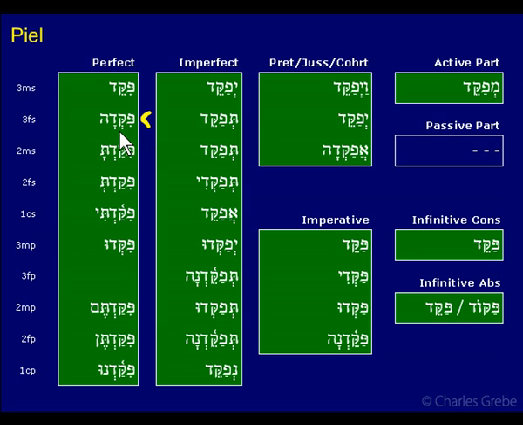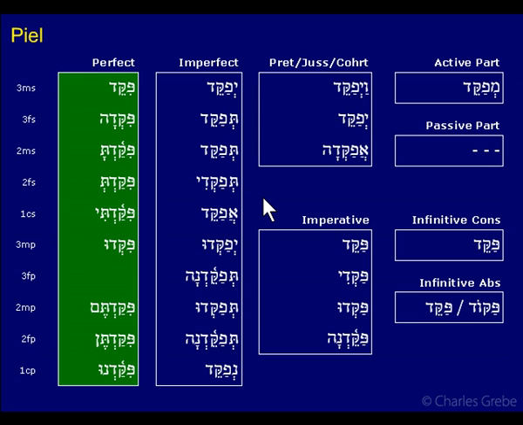Now, the ones with the vocalic endings in the perfect are the 3fs and the 3mp, right? So, pikkeda, pikkedu. Sometimes the dagesh forte won't be there. And in the imperfect, the ones with the vocalic endings are 2fs, 3mp, and 2mp. So, tefakkedi, yefakkedu, tefakkedu. Again, these are the forms with the vocal shva, so sometimes they'll lose their dagesh forte. But, for the most part, the dagesh forte will be there, and it's the main marker of the Piel.